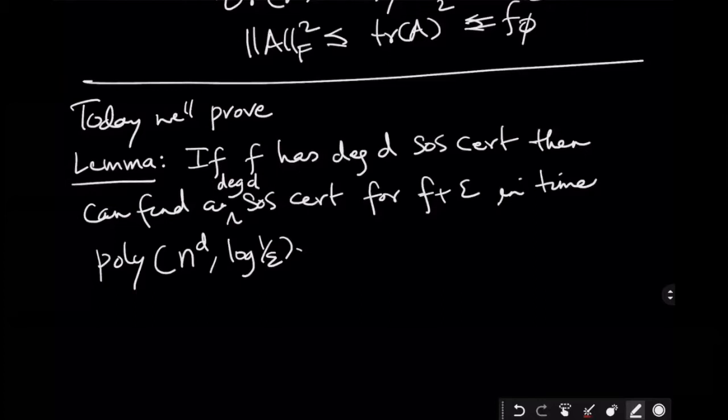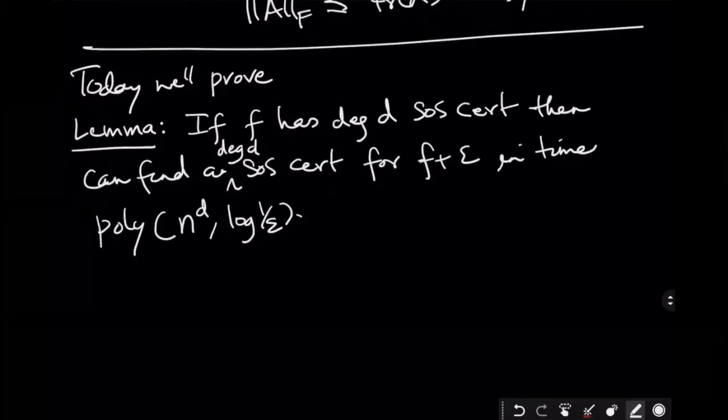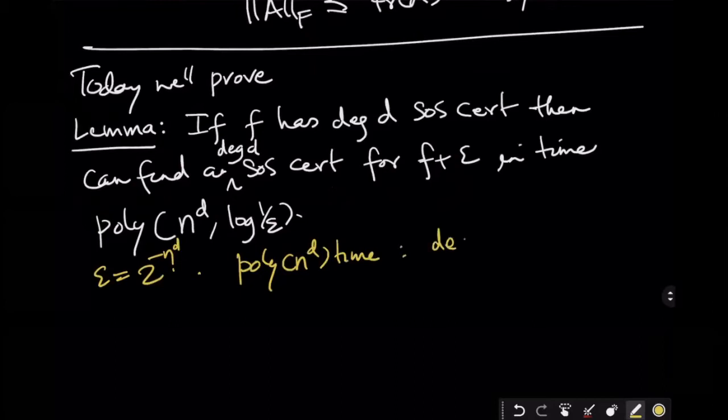So, just to have a sense of the parameters that are going on here, if you set epsilon equals, let's say, 2 to the minus n to the d, then what we are saying is that whenever f admits a degree D certificate, in polynomial in n to the d time, we can compute a degree D certificate of non-negativity for f plus 2 to the minus n to the d.